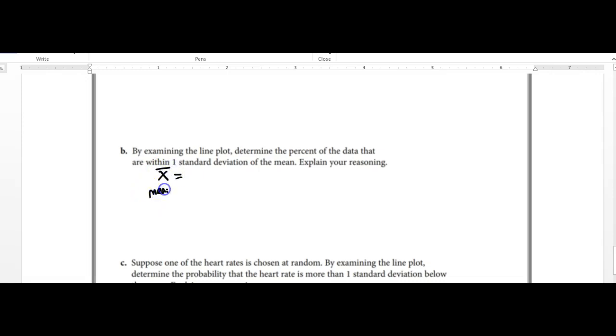And remember our mean, that's a symbol for mean, by the way. It's about 72. Our standard deviation was about 8.4. So what we can do is add 8.4 to 72, and of course subtract 8.4 from 72, so we know our range. So go ahead and simplify that out for both, okay?